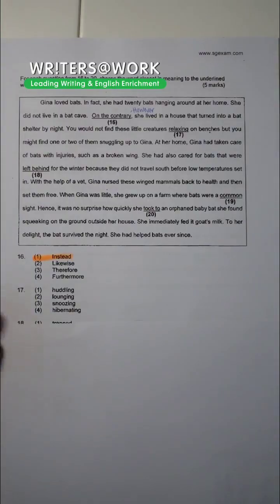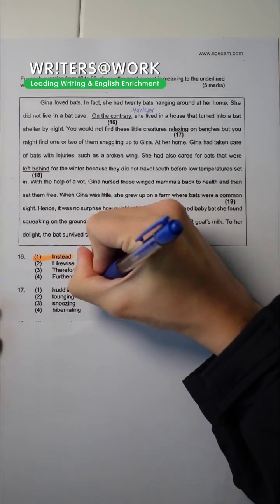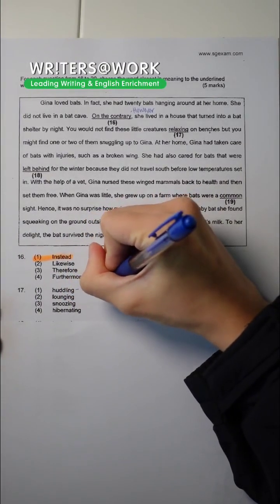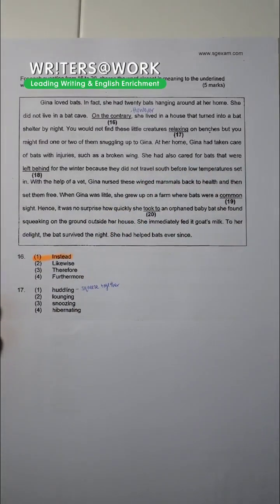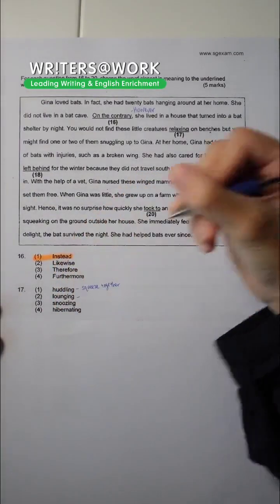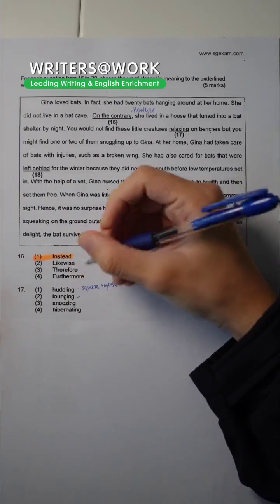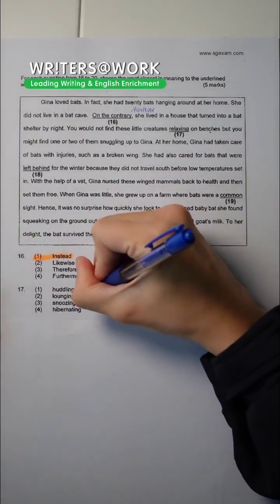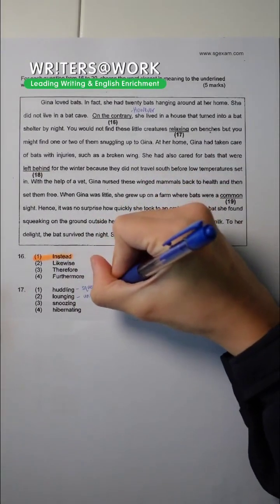Well, to huddle, let's start with huddle. To huddle is to squeeze together. Okay. For example, because the temperature was very cold, we huddled together to conserve body heat. So to huddle together is to squeeze together. Okay. To lounge is to unwind and to relax.